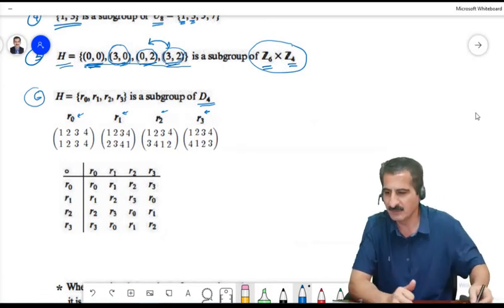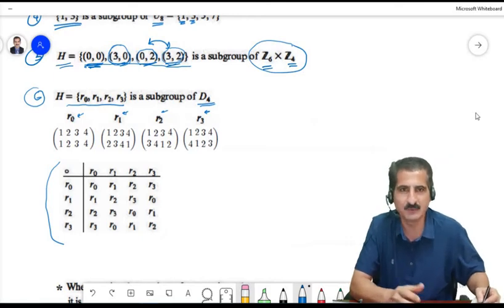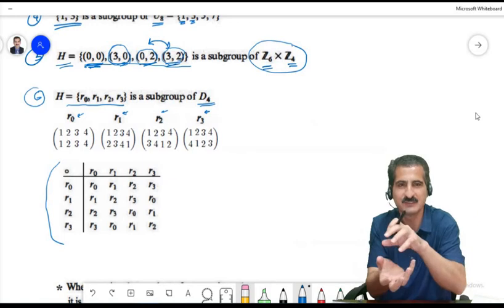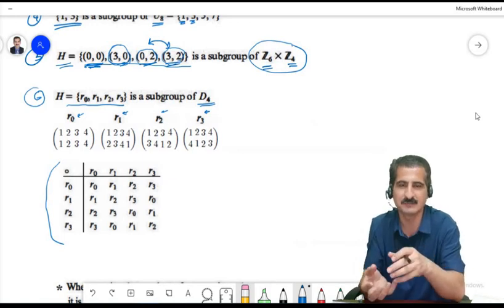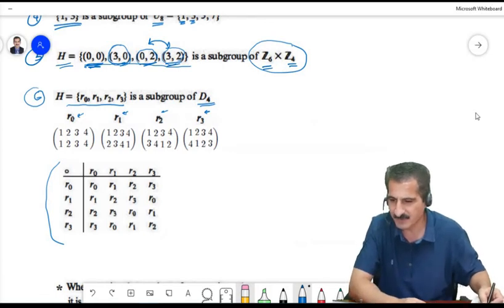Now, to make sure this is a group by itself, you consider this multiplication table. If you multiply any two of them, the result will be an element in H, because they are rotations. If you do two rotations after each other, the result will be one of the rotations you already have. Okay, what's the inverse of R1 here? Look, R0 is here, so the inverse of R1 is R3, and the inverse of R3 is R1. The inverse of R2 is R2. Multiply them, you get R0, and so on.